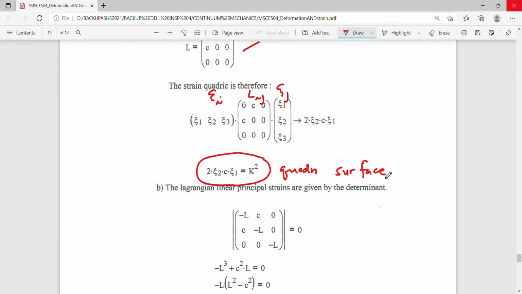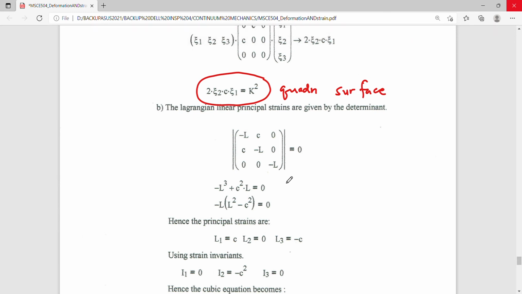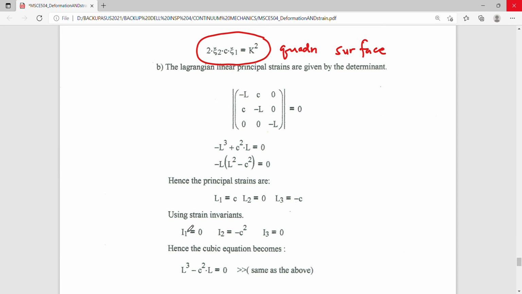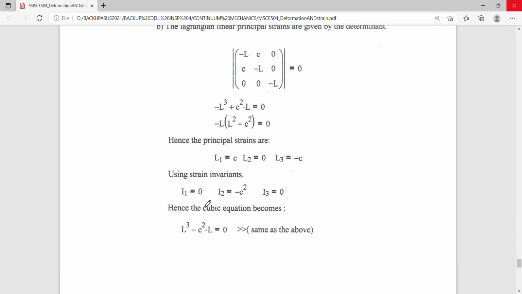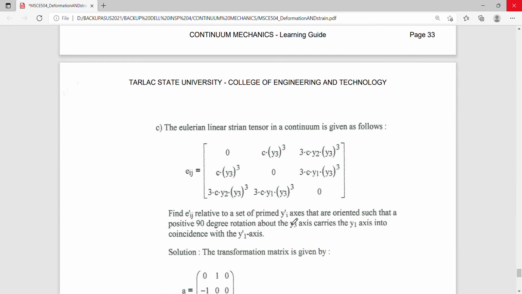So the Lagrangian linear principal strains are given by the determinant of this. You can use invariance if you want, but this is easier. If I use the determinant of the eigenvalue equation, I simply get this one, and I get the principal strains to be C, 0, and negative C. If I use the strain invariance, I will be doing a lot of formula, but it will lead to the same result above.